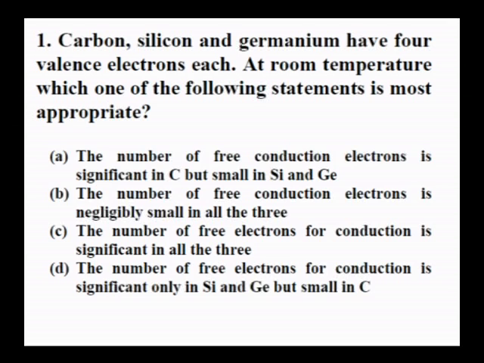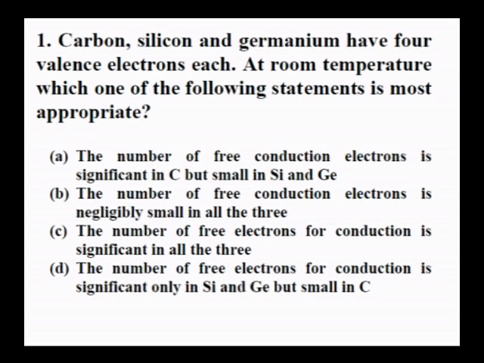Basically, carbon, silicon and germanium, all the 3 are tetravalent. But then carbon has a large energy gap. The energy gap in carbon is more compared to silicon and germanium. So, it cannot be categorized as a semiconductor.